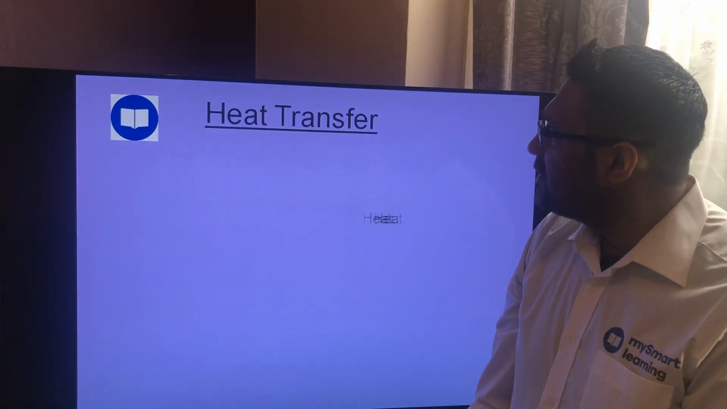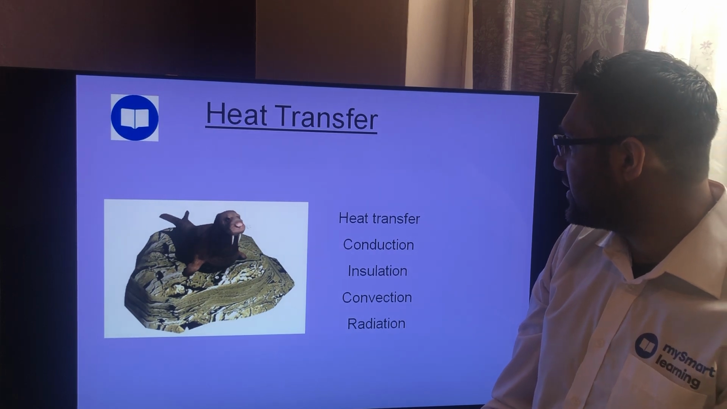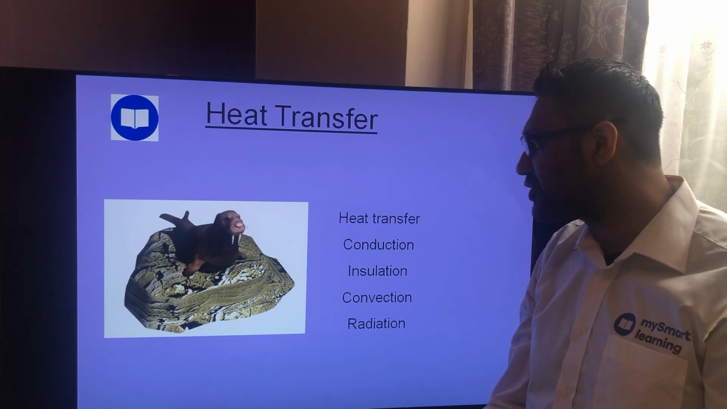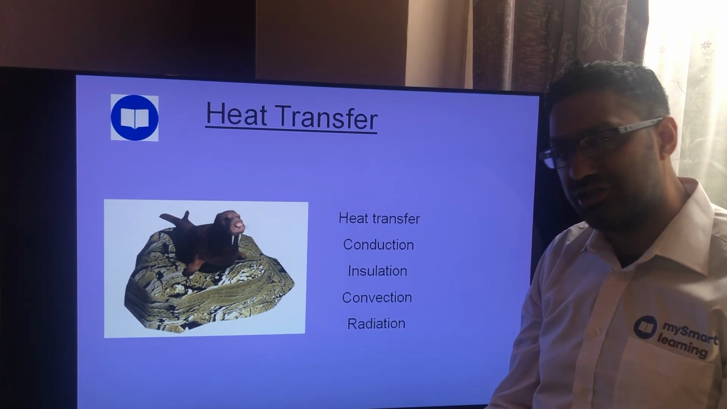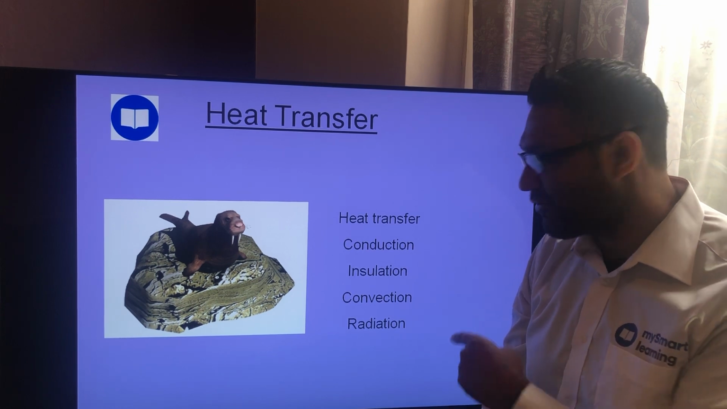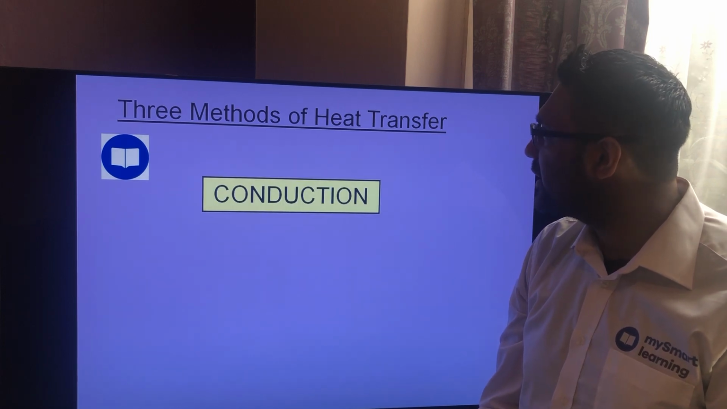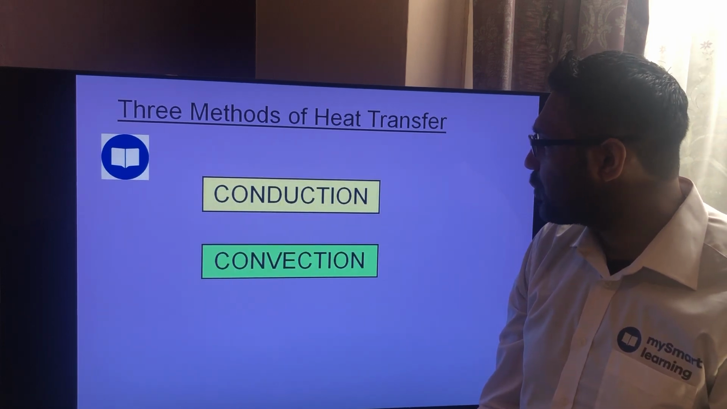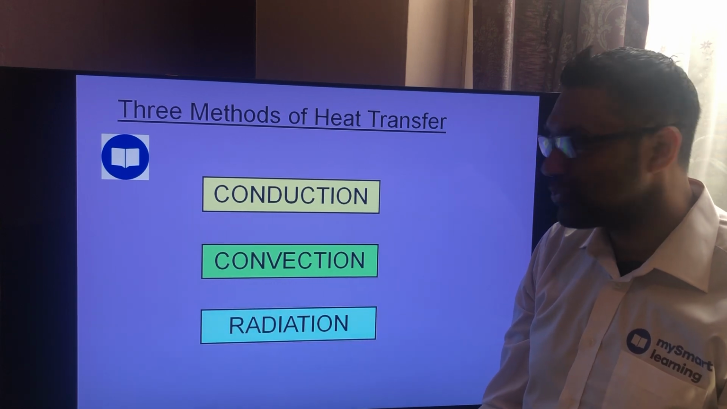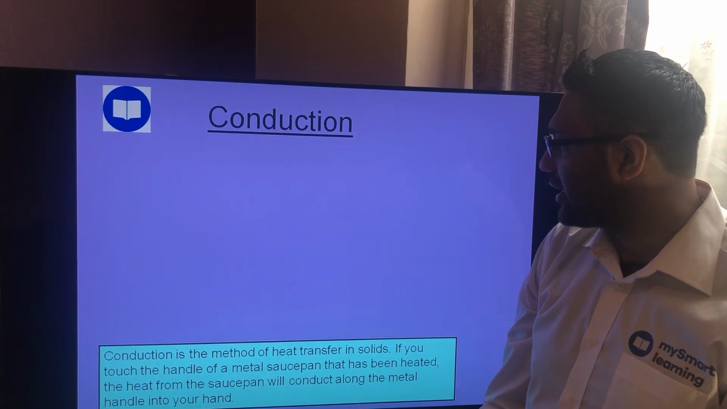So, first of all, keywords then. These are the things that we're going to be focusing on over this lesson and the next lesson, heat transfer. We'll look at conduction, we're going to look at insulation, reducing thermal energy transfer, we're going to look at convection, and we're going to look at radiation. We'll focus on radiation next lesson. So, 3 methods of heat transfer then. We've got conduction, convection, what we're going to look at today. We've got radiation, which is the next lesson, which you'll have on the Friday's lesson, and we could also look at some kind of insulation.